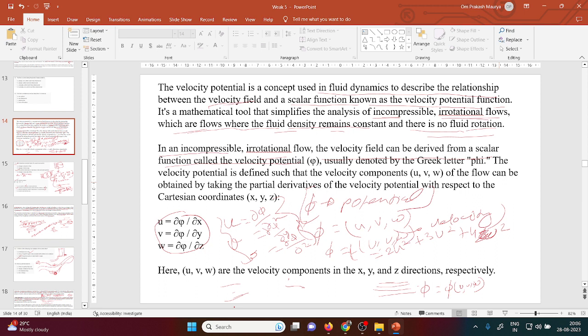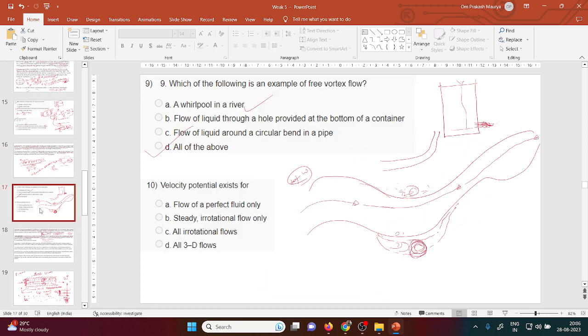So basically, we assume for the velocity potential the flow is incompressible and irrotational. So what is given in the option? Velocity potential exists for flow of perfect fluid only, not the steady and irrotational only. Here "only" is written, so it is not the case, maybe wrong. The all irrotational flow is the correct answer, option number C.